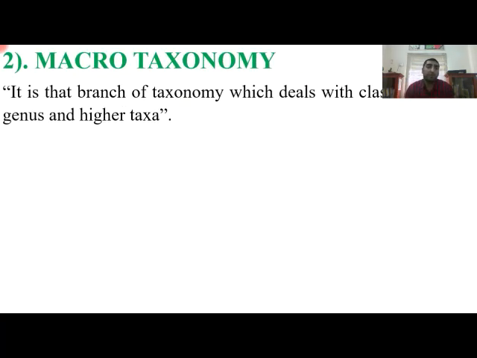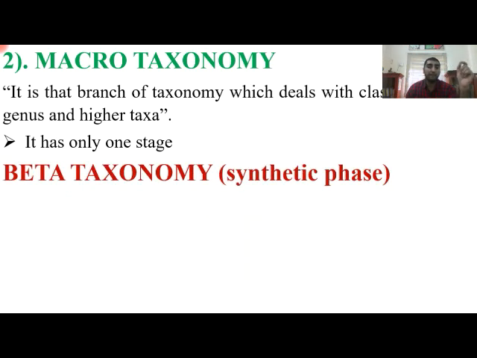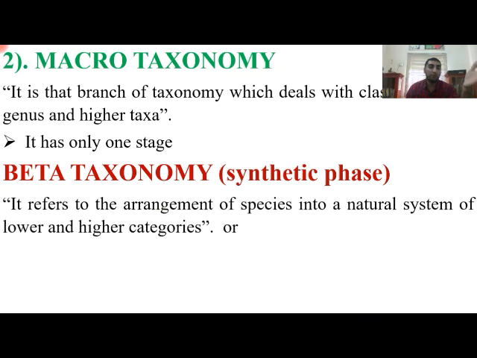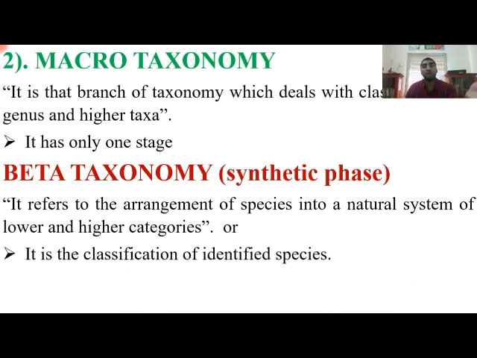Now, macrotaxonomy. I already told you, but let me define it: it is the branch of taxonomy which deals with classification of genus and higher taxa. So, when we already describe some species, then we have to put them in certain genera, and then genera into families, families into orders, orders into classes, classes into phyla, phyla into kingdoms, and kingdoms into domain. So it has only one stage. I told you the one is beta taxonomy, that is known as the synthetic phase. So what we do here refers to the arrangement of species into a natural system of lower and higher categories, or it can be known as classification of a defined species.